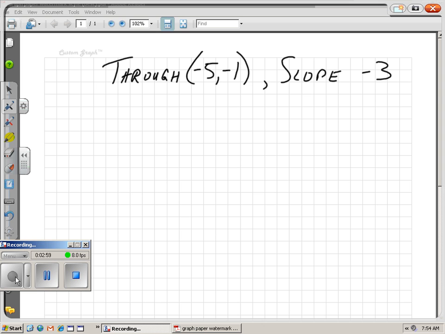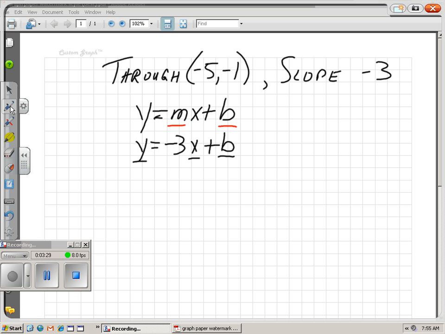Alright, so here's our example. Our line goes through -5, -1, and has a slope of -3. Well, I always start with slope-intercept form. Now remember, what we're looking for is the m and the b. We're given the slope, we're given the m, so I'm going to take out the m and put in -3, bring everything else down, and here's what we got so far. Now we need the b before we can write the equation, so let's borrow an x and a y just for a second.